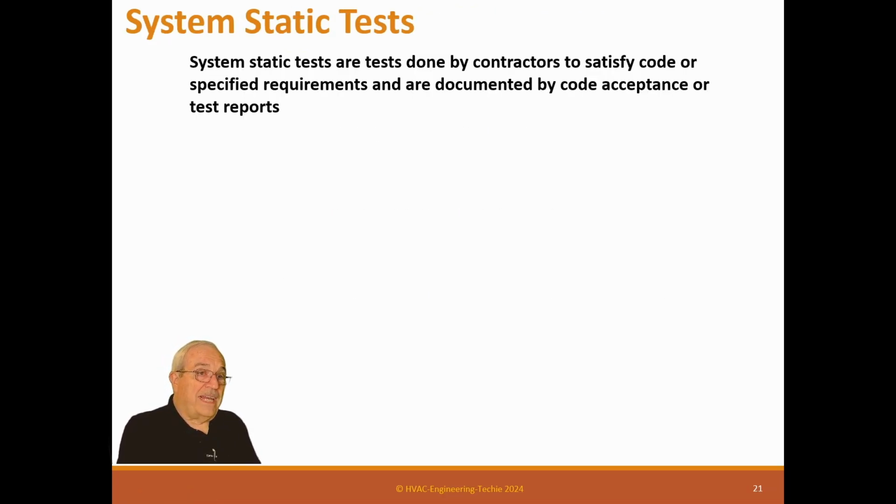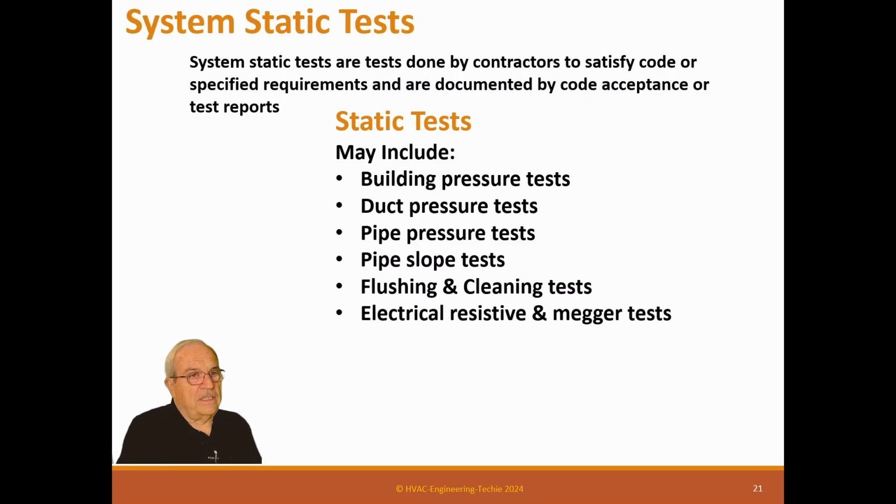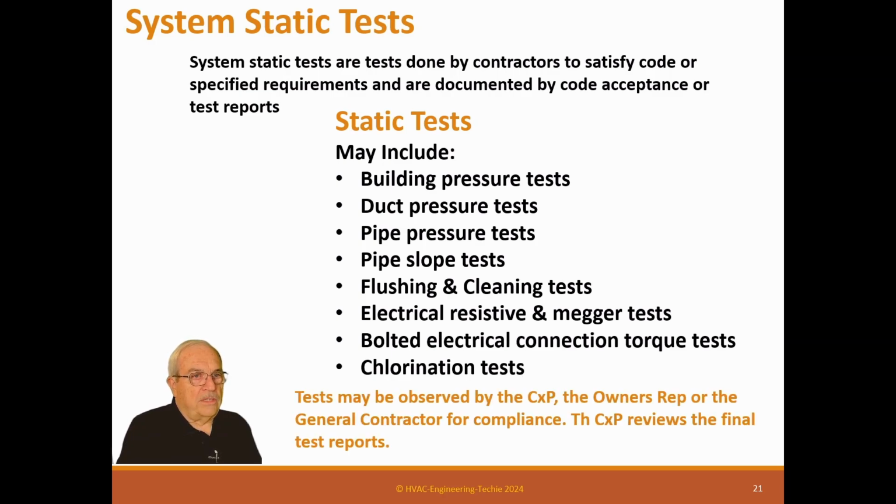All right, system static tests. Now, static tests are done by contractors to satisfy code or specified requirements and are documented by code acceptance or test reports. There are many things that the code requires you to do, and these are static tests. Static tests may include building pressure tests, duct pressure tests, pipe pressure tests, pipe slope tests, flushing and cleaning tests, electric resistive and megger tests, bolted electric connection torque tests, and chlorination tests. Tests may be observed by the CxP, the owner's rep, or the general contractor for compliance. The CxP reviews the final test reports.